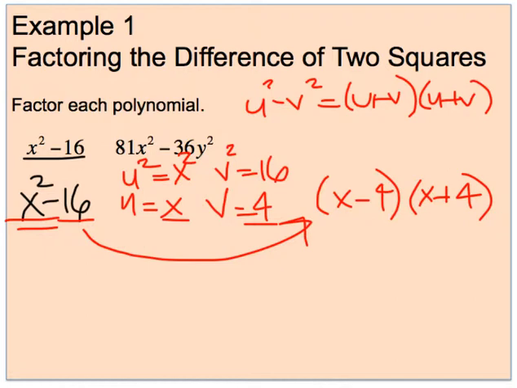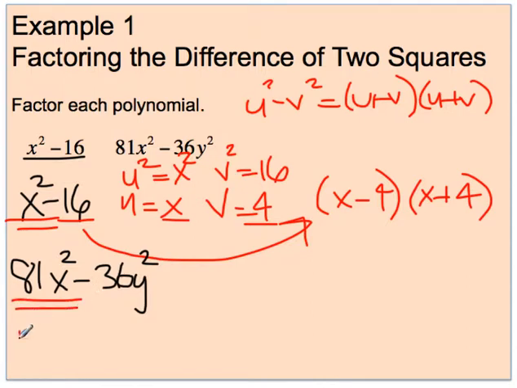So slightly more difficult with the second one. We have 81x squared minus 36y squared. So our u squared in this case is going to equal 81x squared. So we take the square root of both sides. We get that u is the square root of 81, and so 9 times 9 is 81. So we take the square root of the number and the square root of the variable, and the square root of x squared is going to give us 9 times x.